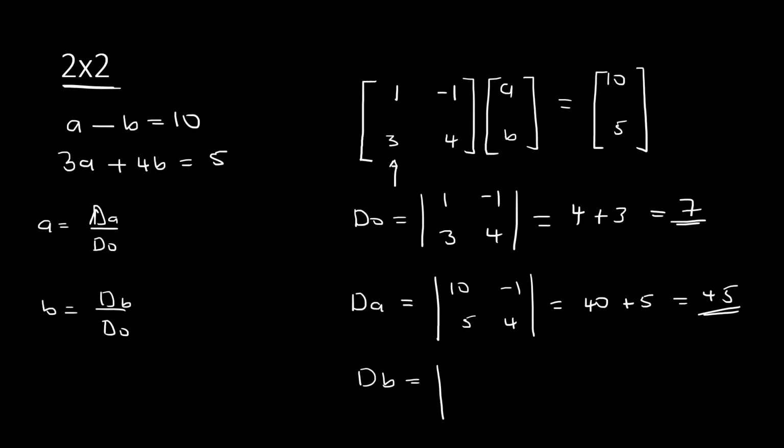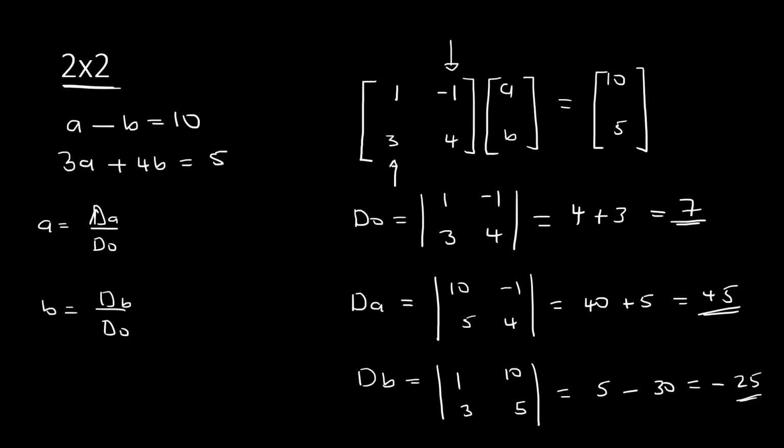Then the next one is determinant of b. B means we must replace values of b, which is minus 1 and 4, with the answer, which is 10 and 5. And we still have a exactly as it is, so this and this will be 5 minus 30. I hope that's clear. 1 times this is 5, 3 times that is 30, so we get minus 25.